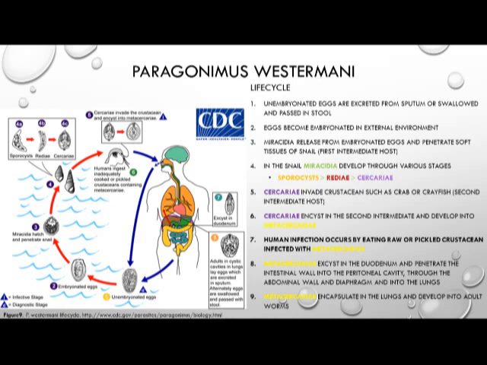Inside the crab or crayfish, that cercaria will go through another developmental process and mature into a metacercaria. That metacercaria, if ingested by a human, will begin infection in the human host. That metacercaria inside the human will then excyst in the duodenum, penetrate the intestinal wall, travel through the peritoneal cavity, the abdominal wall, diaphragm, and eventually into the lungs. Once in the lungs, that metacercaria will encapsulate and develop into an adult worm.